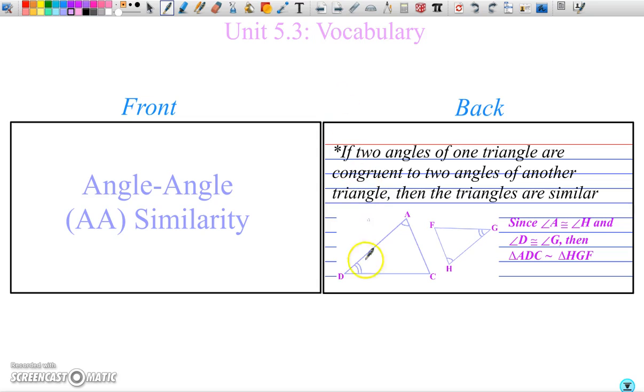So I'm going to kind of fly through these definitions because these are things you already know and have used before. So the first one, angle-angle similarity. Now this one is kind of new, but basically if you have two triangles and you have two angles that are congruent in each, so A and H and then D and G, if those are congruent, then that automatically makes the triangles similar. And if the triangles are similar, that means your sides are proportional, okay?